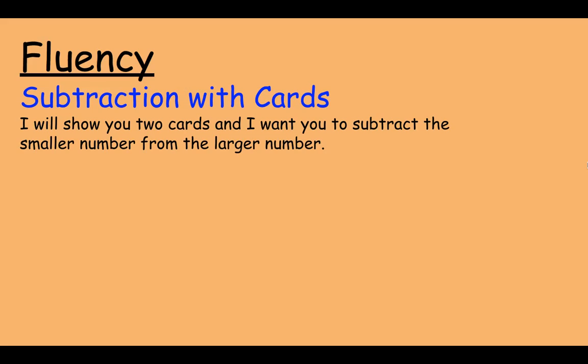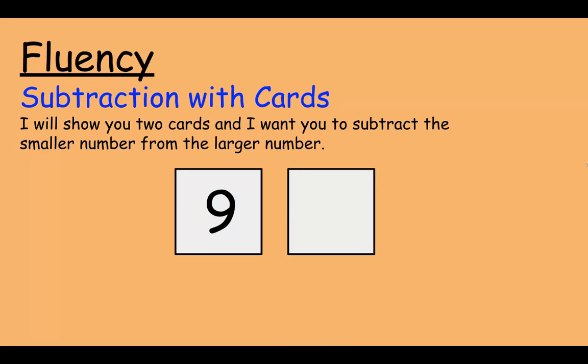Our fluency exercise is subtraction with cards. So I'm going to show you 2 cards, and you're going to subtract the smaller number from the larger number. So here are 2 cards. And you need to decide which number is smaller. That's the 1. And 9 is the larger number. So you say 9 minus 1. And you say the answer. 9 minus 1 equals 8.